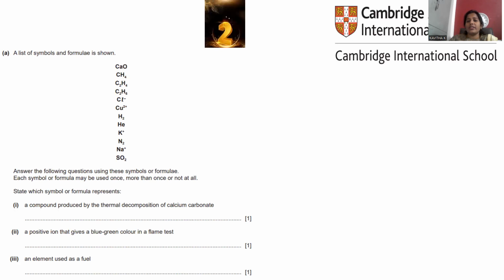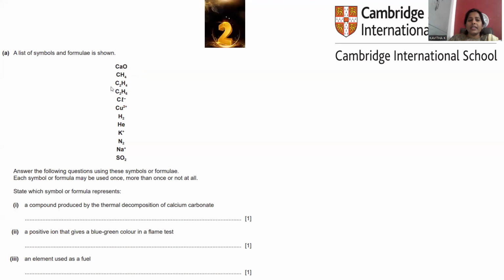So let's move on to another question, which was taken from Cambridge Assessment International Education. Here you can find so many components. Let me read all the chemical components whichever are available. Based on these chemical components, we have 3 questions to be answered. Let me read all these.